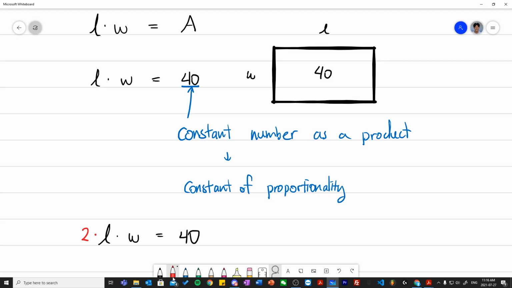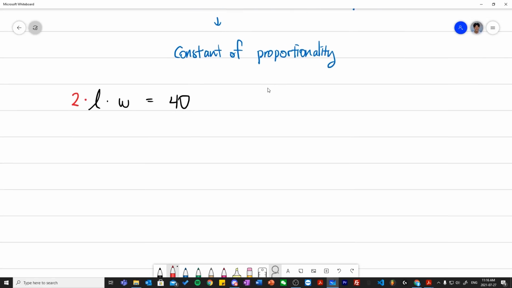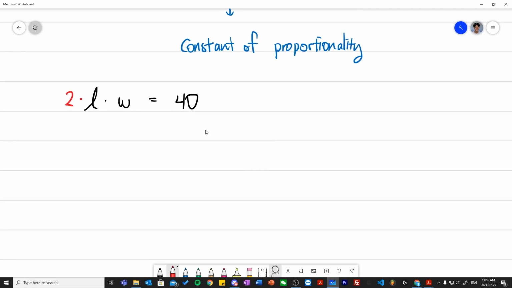Do you guys know? If we were to multiply this by 2, what would we have to do to here in order to maintain this 40? You would have to divide it by 2. Of course. Very good. We have to divide it by 2.